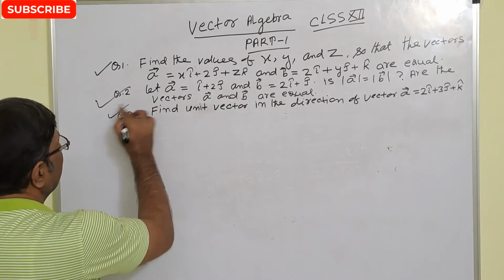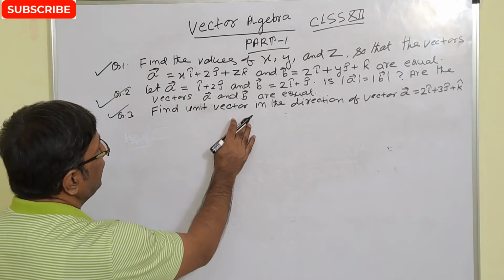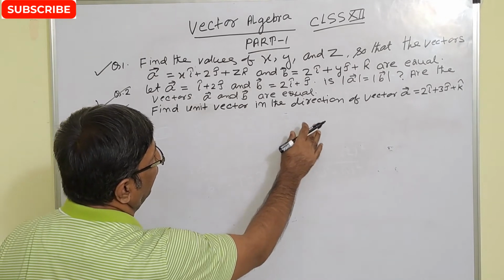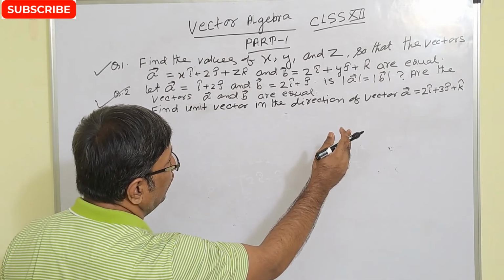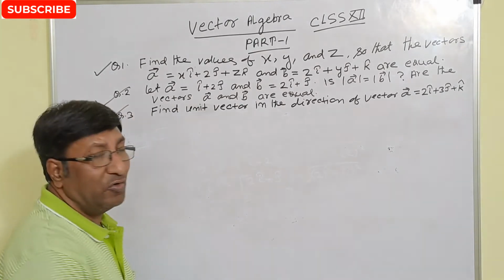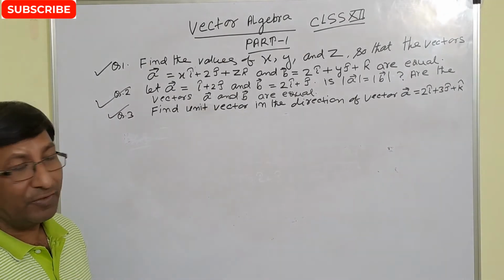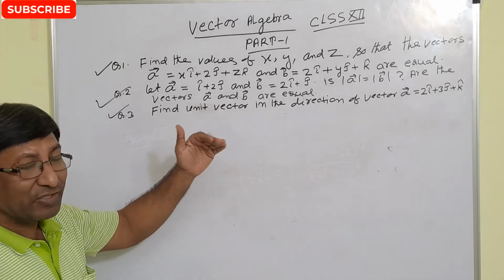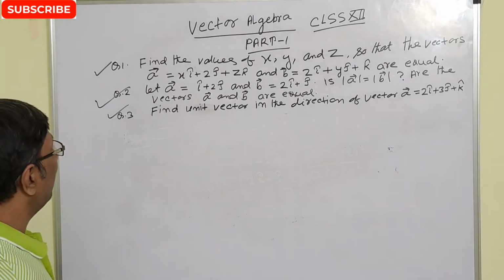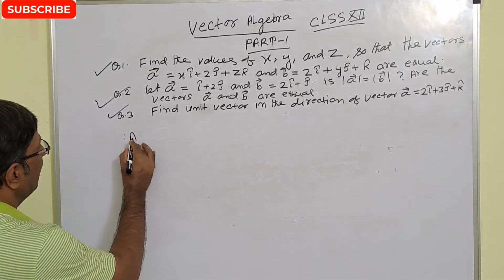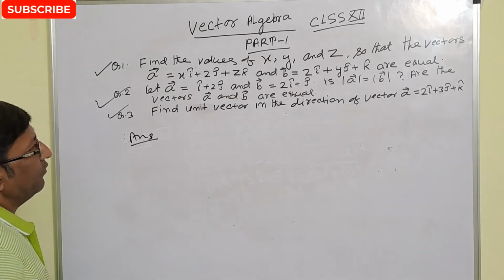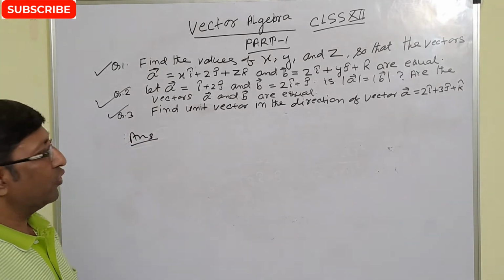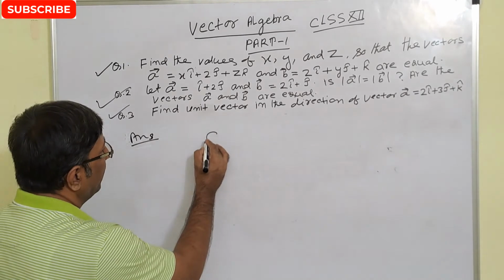Now the third question is what? Find unit vector in the direction of vector A, 2 unit vector i, 3 unit vector j and unit vector k. So here we have to find unit vector in the direction of any given vector. So how can we solve this question? See. In this question, what are we asked? Find the unit vector. So now, unit vector formula is what?